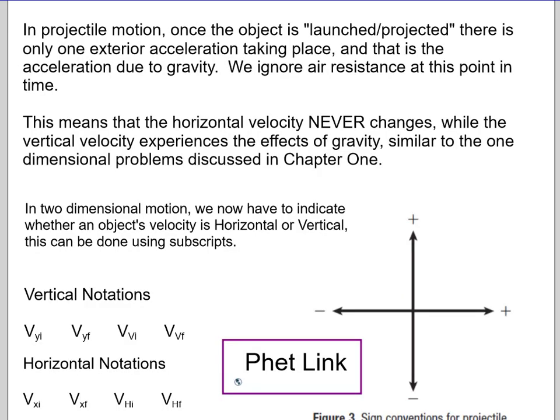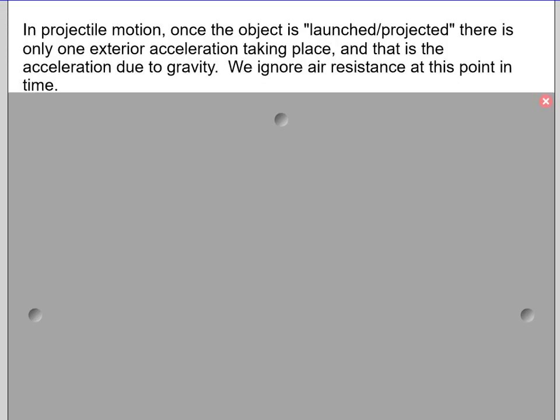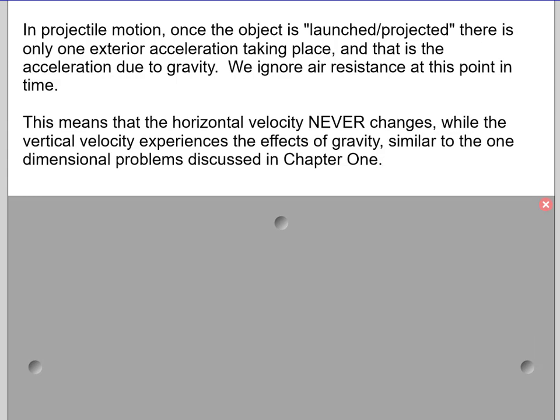Okay, so let's hide some of this because there's an awful lot of words. In projectile motion, once the object is launched or projected, there is only one exterior acceleration taking place, and that is the acceleration due to gravity. We ignore air resistance at this point. So this means that the horizontal velocity never changes, while the vertical velocity experiences the effects of gravity, similar to those one-dimensional problems in Chapter 1.